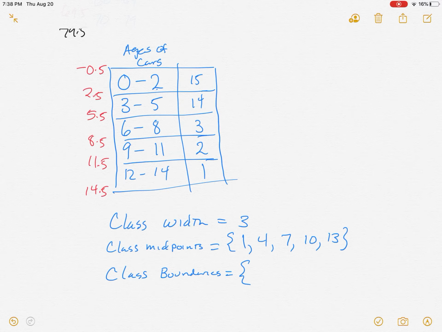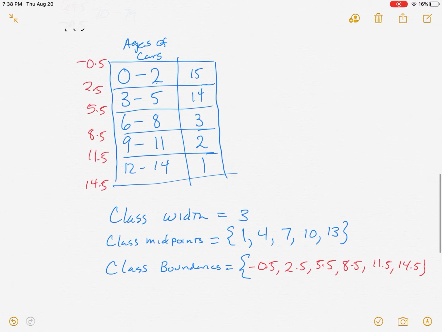I wanted to give this as an example because it's completely fine for your class boundary to be negative. I know it's not a number that can be achieved, but neither is 2.5 or 5.5, not the way I collected the data. These class boundaries don't belong to any of those groups because they're right in between. And we use them for a very specific purpose that's actually right in 2.2, so it's nice that it's there.